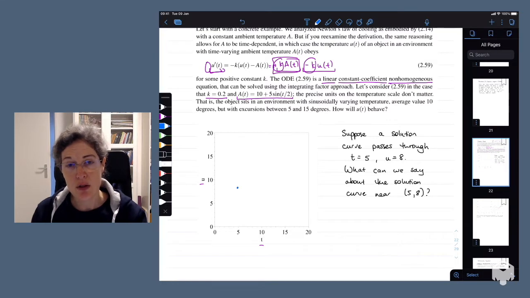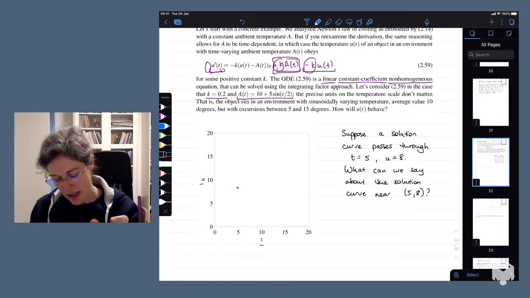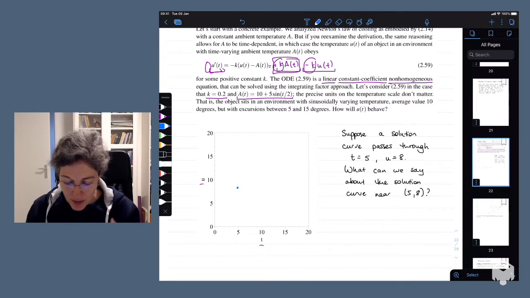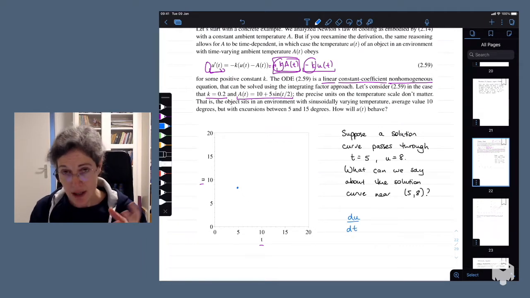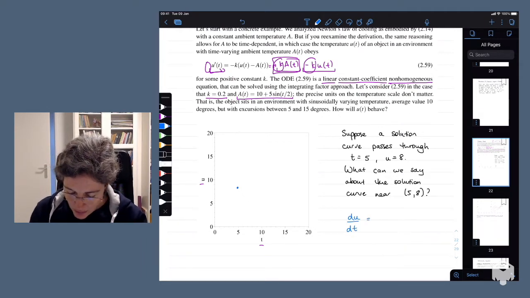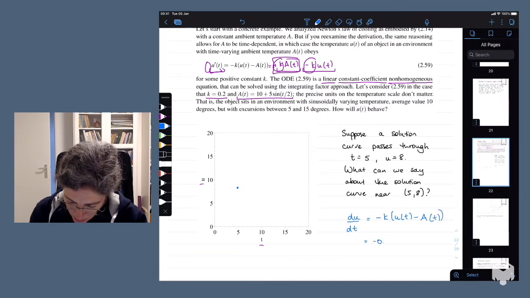If I had a solution that passed through there, what would it look like on either side? For values of t slightly bigger than 5 and slightly smaller than 5, what can we say? Well, we can say quite a lot, because we know that the slope of our solution follows the equation we've just seen: minus k times (u(t) minus a(t)), which in this case is minus 0.2 times (u(t) minus (10 minus 5 sine t over 2)).